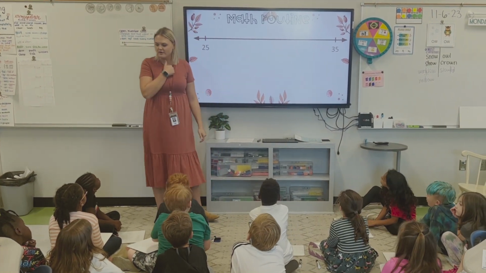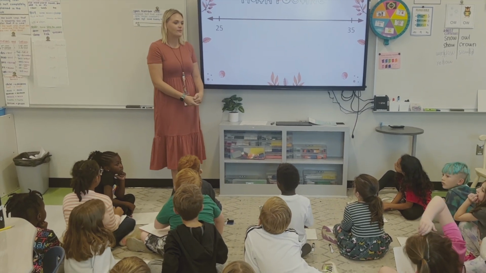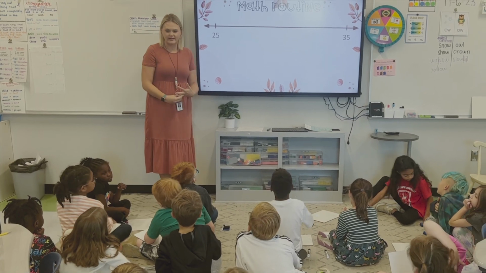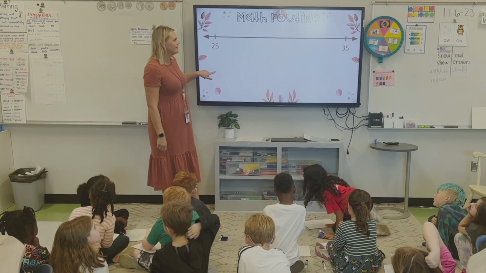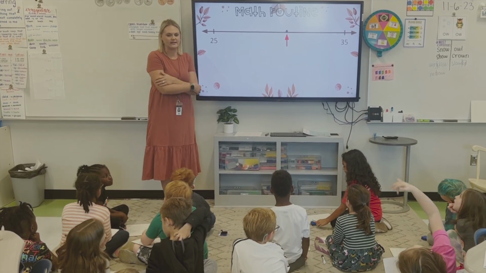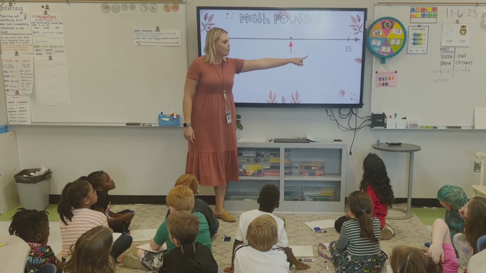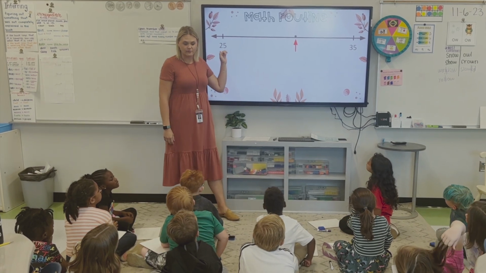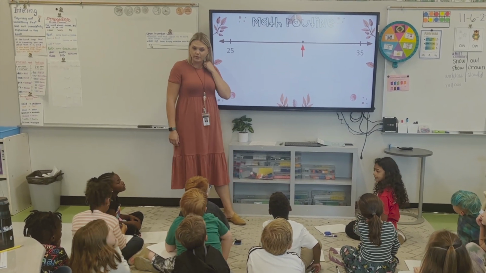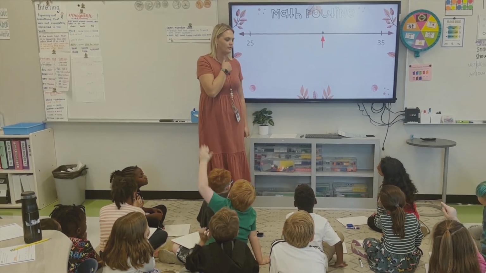Put a thumb at your heart if you can tell me what number does it start with? 25. Harrison? 25. What number does it end with? 35. Hudson? 35. Good. Okay, so now look at this point. My question for you is, if we're looking at this open number line, there are not any numbers on it between 25 and 35. So, what would this point be if there was a number? Hold it at your heart when you think you got an idea.